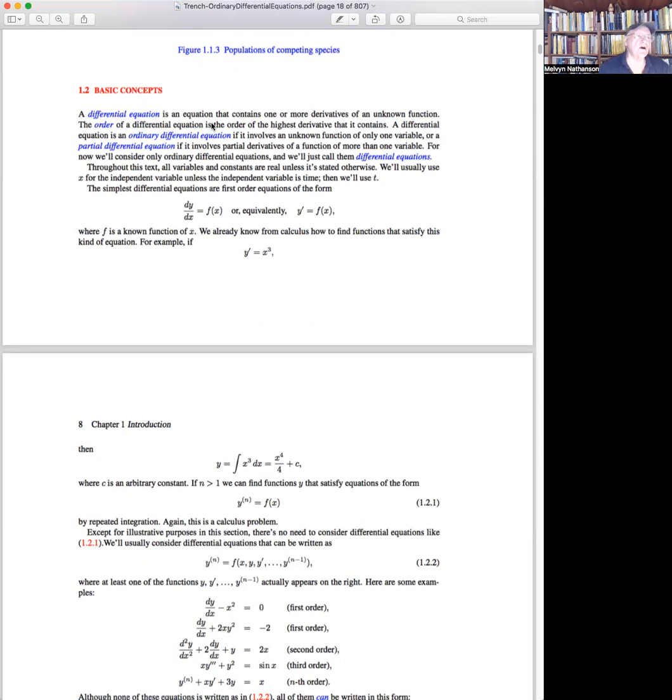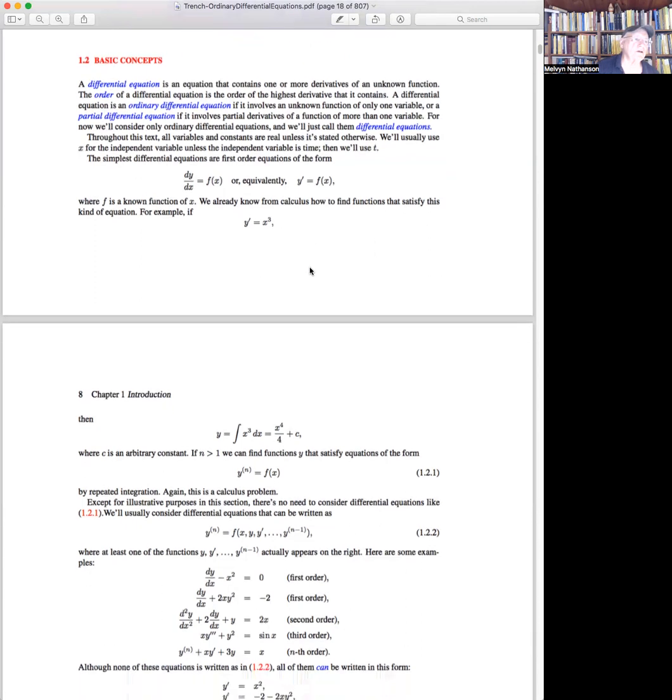If an equation involves just one variable, you have what is called an ordinary differential equation. And if your equation involves two or more variables, it's called a partial differential equation. And again, we're only going to study, sorry, we're only going to study ordinary differential equations. And in the beginning, we're just going to study first order equations.